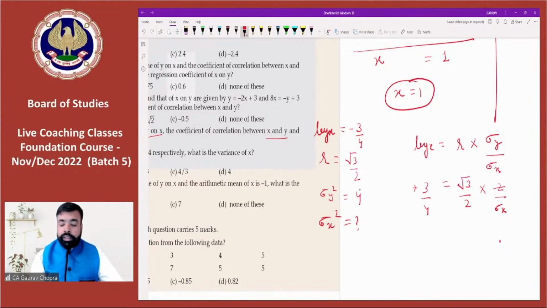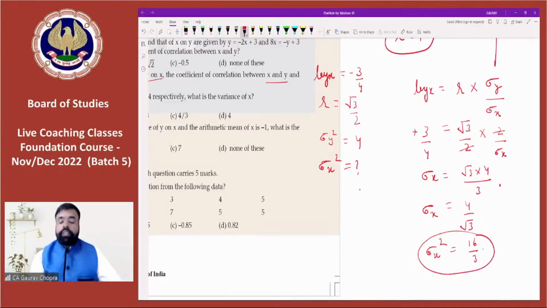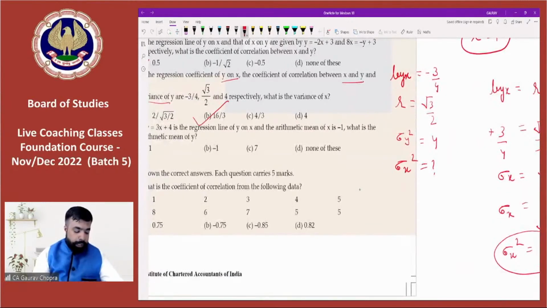So now let's cancel. Now sigma x is equal to root 3 into 4 upon 3. So 4 upon root 3 is sigma x, but we require the variance. So it becomes 16 upon 3. So 16 by 3 is the correct answer. Option number B.